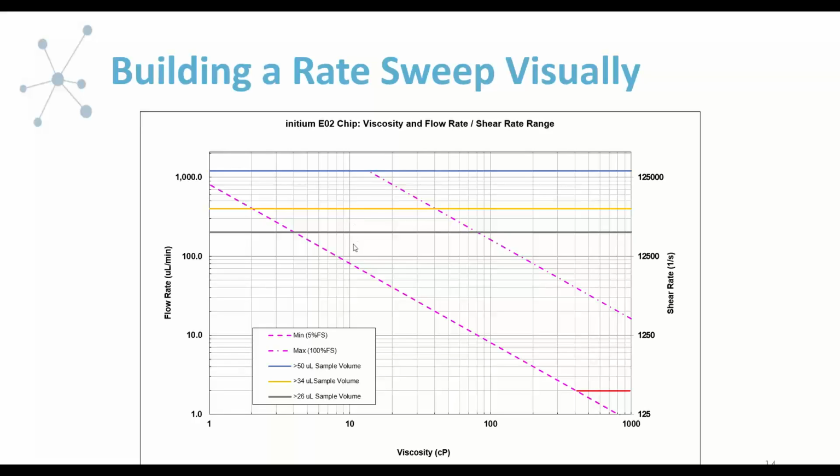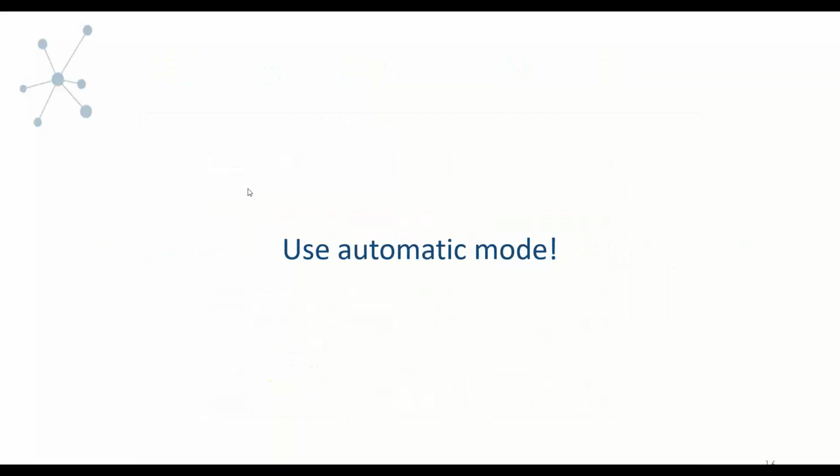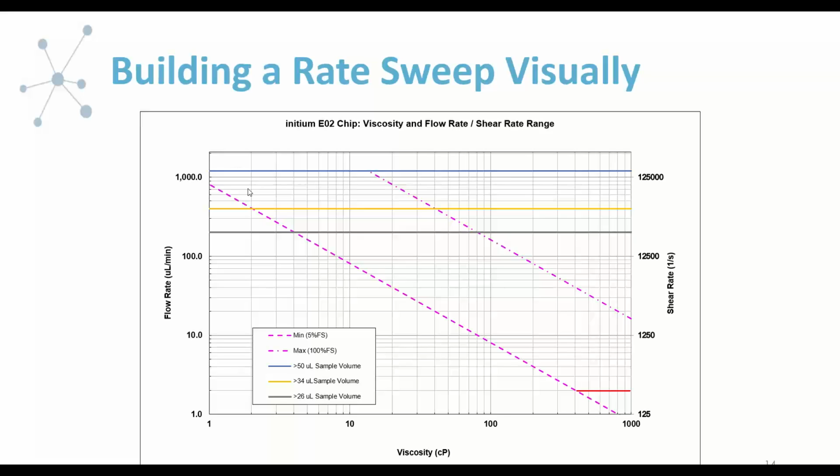Because if you say only have 26 microliters and your sample is 2 centipoise, you can't even really measure it. It's above this gray line. But if you had, say, 50 microliters, then you can explore this limited range of shear rates over here. And so that's what happens when you try and plan out these experiments. You can see which chip is optimal for which application.